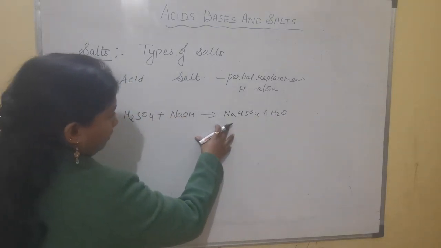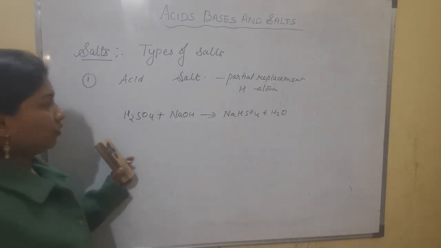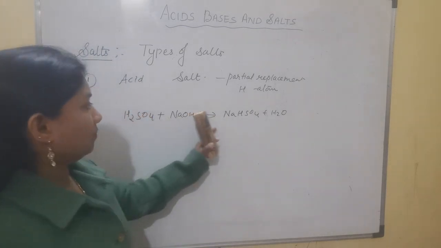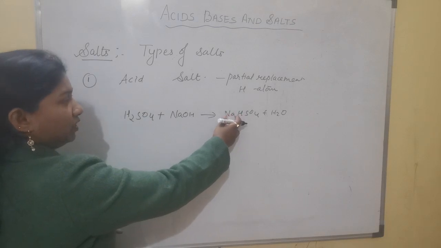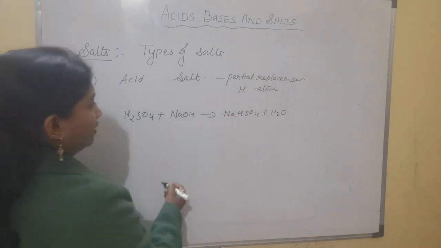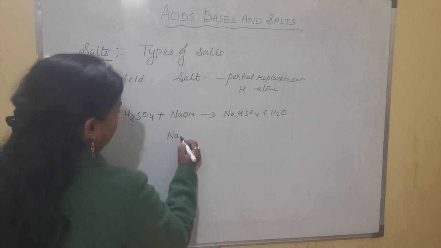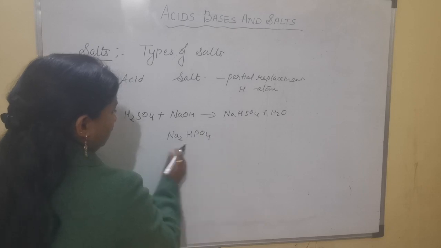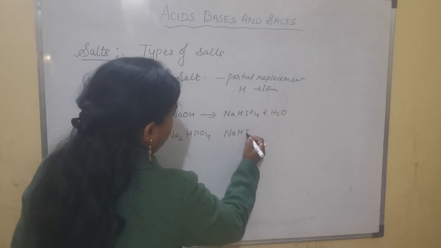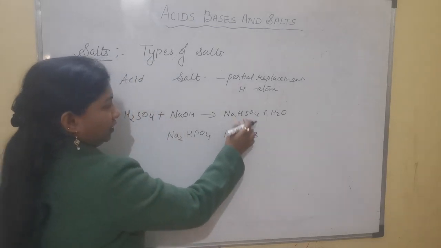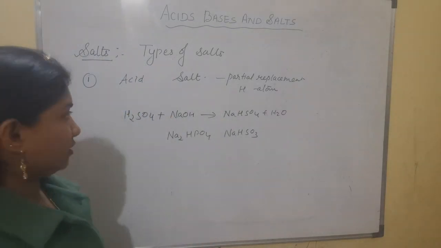So this is sodium hydrogen sulfate, or sodium bisulfate you can say. This is an acid salt; you can see the presence of this H atom over here, that means it is an acid salt. Another example is Na2HPO4, this is disodium hydrogen phosphate. NaHSO3 also, sodium hydrogen sulfite. So these are some examples of acid salts.